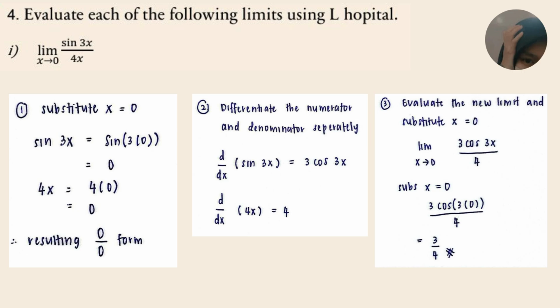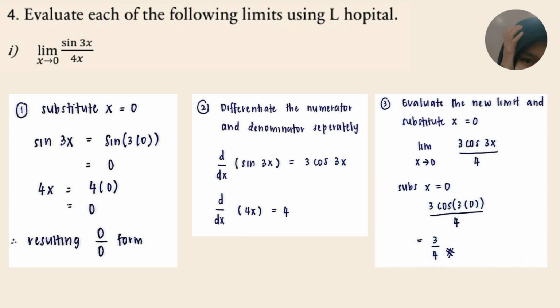Next, question number 4. Evaluate each of the limits using L'Hopital's rule. For the first question, we have the limit as x approaches 0 of sin 3x over 4x. For step 1, we have to check the form by substituting x equals 0 into both the numerator, which is sin 3x, and the denominator, 4x. Then we get the limit becoming 0 over 0, so we can use L'Hopital's rule.